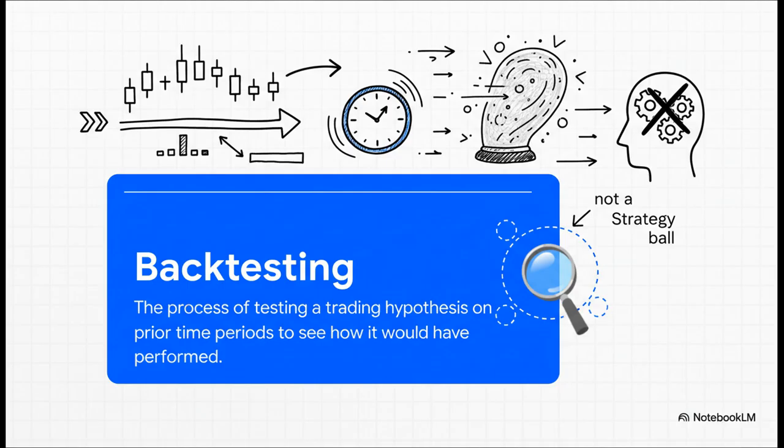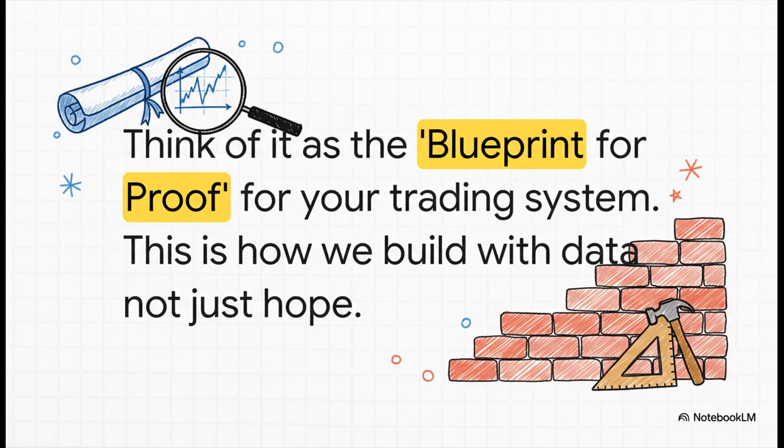It's really just a disciplined way of taking your trading rules and running them on historical data. You're basically simulating how your strategy would have played out in the past. Look, it's not a crystal ball, but it's probably the closest thing a trader has to a time machine. Let's really lean into this idea. I want you to think of backtesting as creating a blueprint for proof. It's just like how an architect wouldn't dare start building without a detailed plan. Well, as a trader, you need a backtest to prove your system's design is sound. This is how we build with data, not just on a hunch.